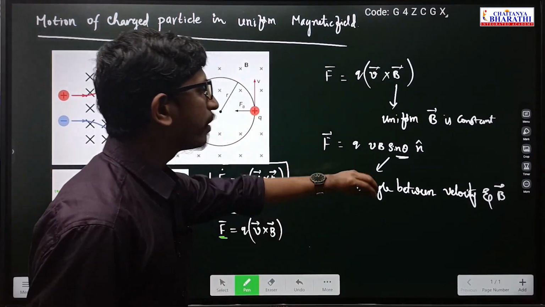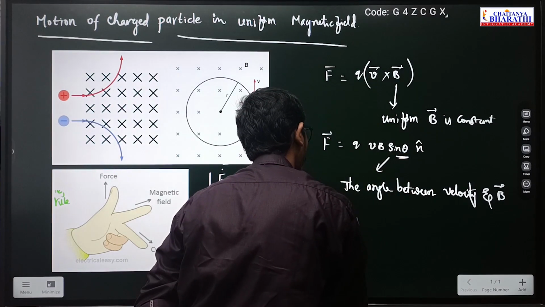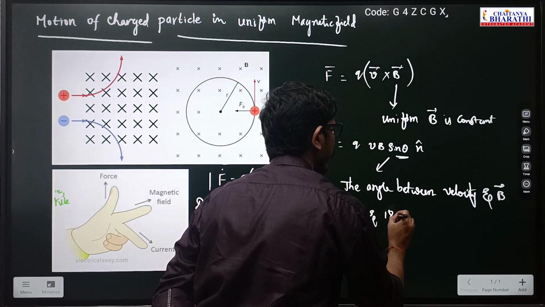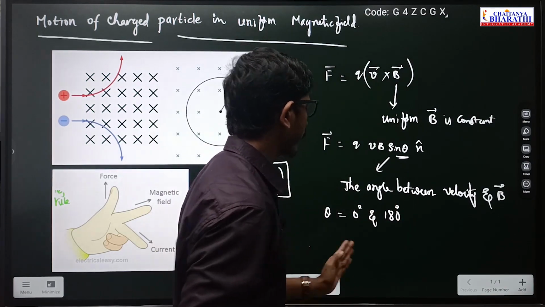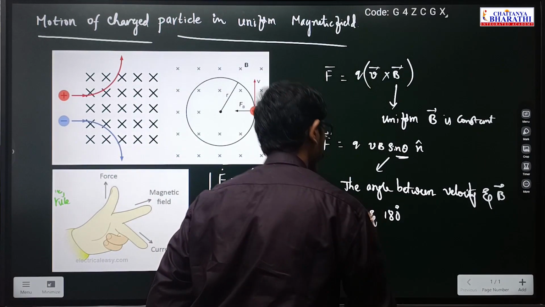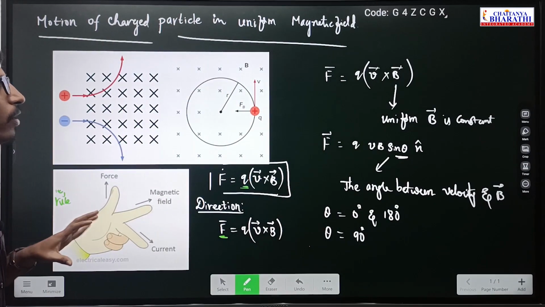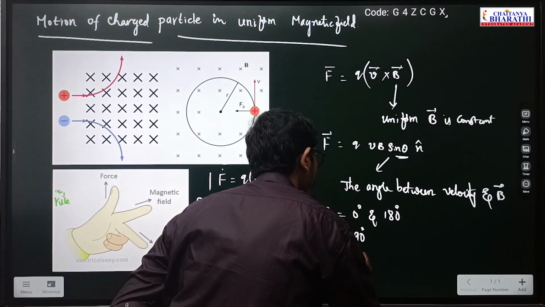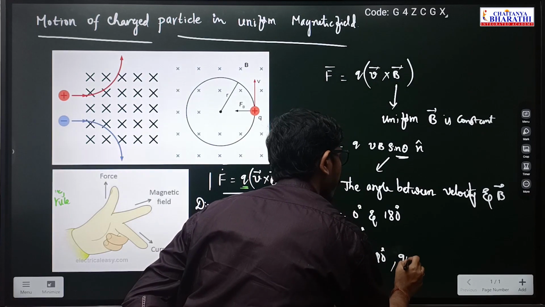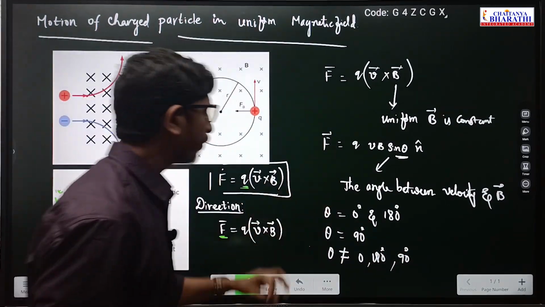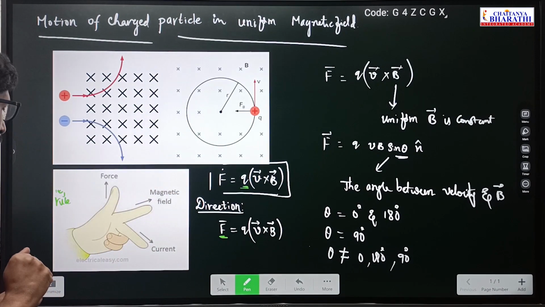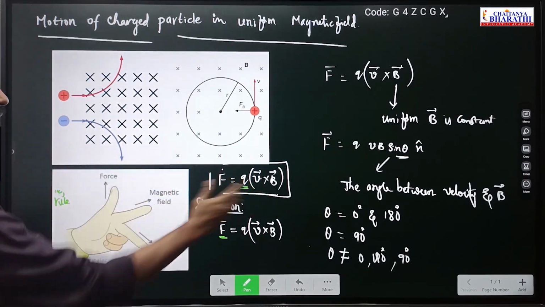Now if the angle is different, say theta between the velocity vector and the field is 0 degrees or 180 degrees, what could be the motion of the charged particle? Or if theta equals 90 degrees, perpendicular, if the particle is projected perpendicular to this magnetic field, what will happen? Or if theta is not equal to 0, 180 or 90, what could be the motion? Before going to that, first let's visualize or simulate how a charged particle behaves in a magnetic field in three dimensions. Then we will come back and analyze these situations.